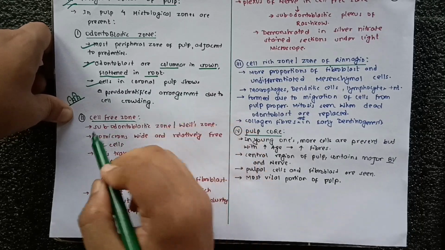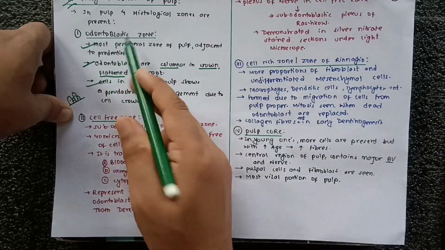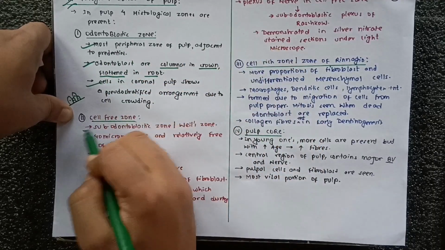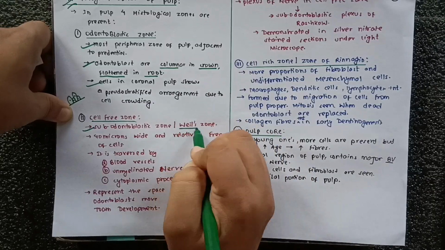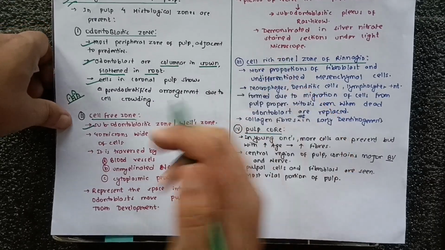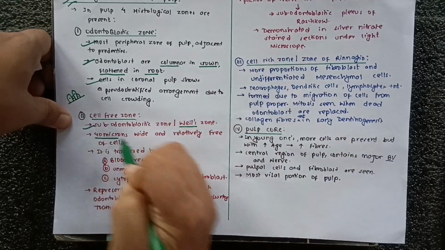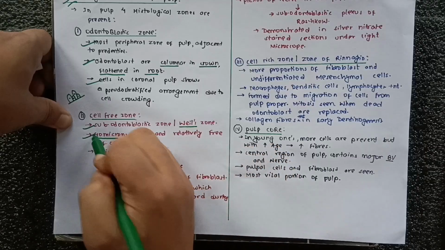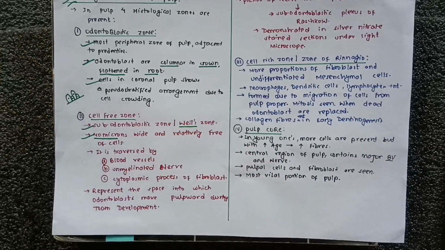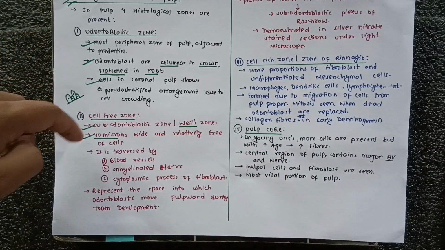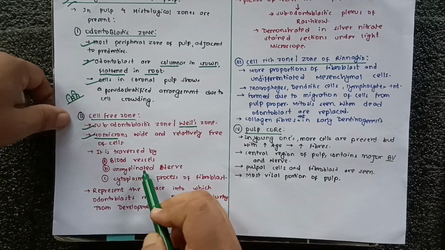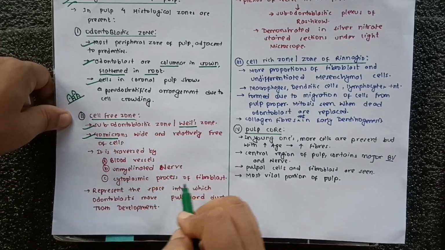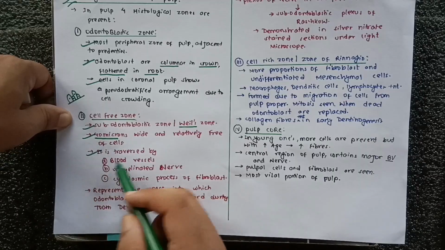And after that, our another zone is the cell-free zone, and as it is below the odontoblasts, we call it the subodontoblastic zone or the Weil's zone, okay. So this is another name we can remember. It is 40 microns wide and relatively free of cells, okay. So we do not have any kind of cell in this cell-free zone, and it is traversed by blood vessels, unmyelinated nerves and cytoplasmic processes of the fibroblasts.